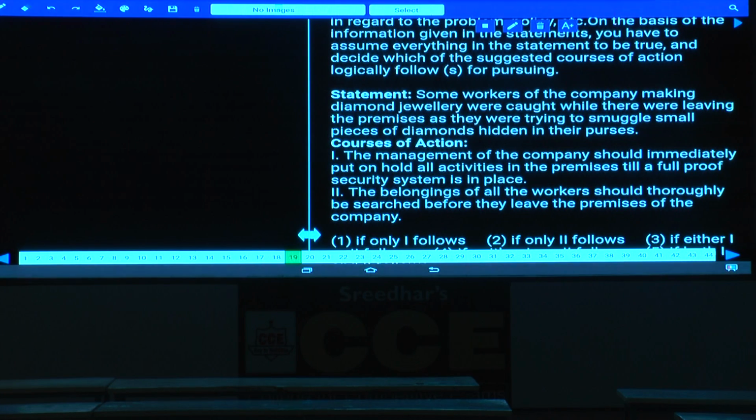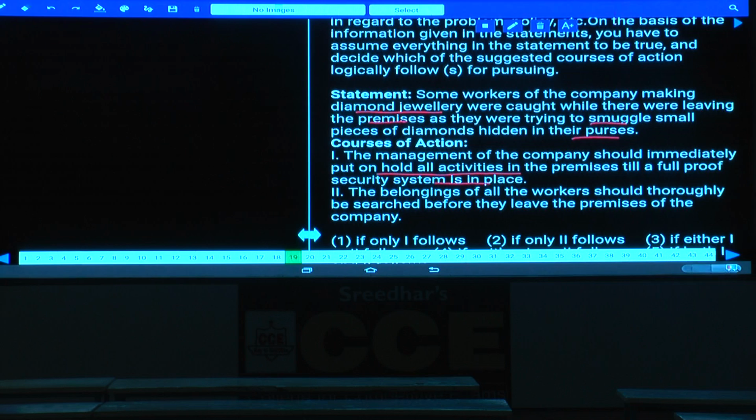Then question number 19. In this 19th one, some workers of the company making diamond jewelry were caught while they were leaving the premises, as they were trying to smuggle small pieces of diamonds in their purses. Then the management of the company should immediately put on hold all activities in the premises till a full inquiry. What is this one? This is a negative course of action, isn't it?